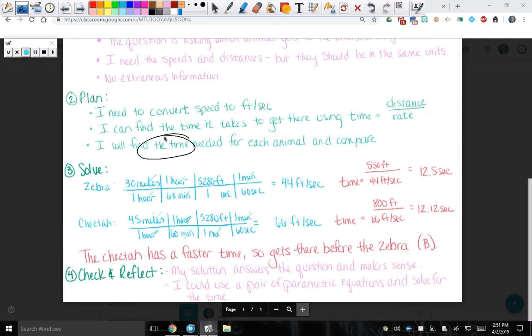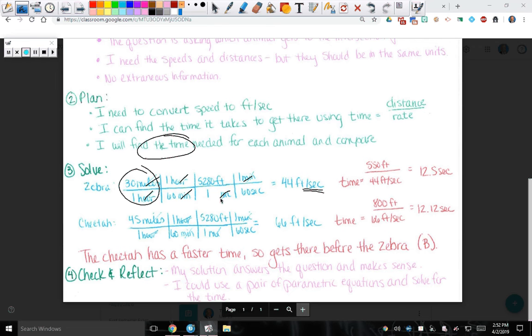The zebra was traveling 30 miles an hour. We wanted in feet per second, so we did dimensional analysis. Okay? And you're able to see that this hour and hour cancel. What else? The minute and the minute cancel. Then you have what? The miles and the miles cancel, so you're left with feet per second. All those conversion factors. Okay?